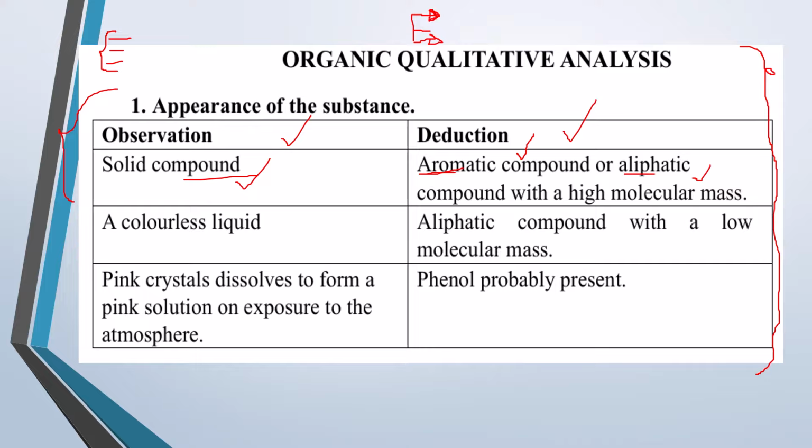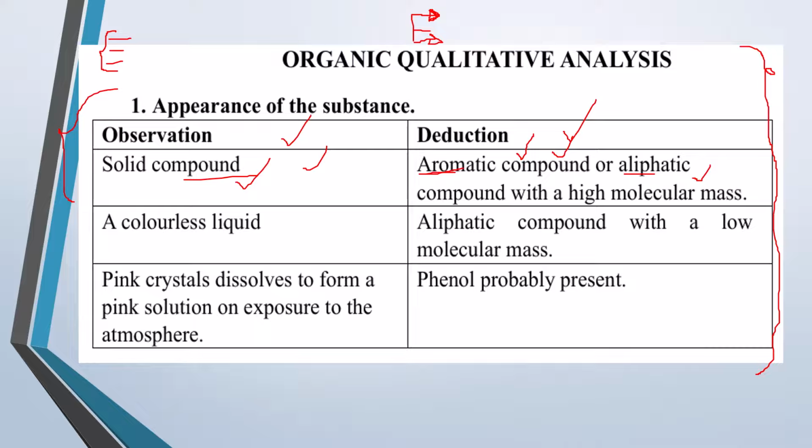So someone can say, under observation, that I've been given a solid compound, and then you deduce it's an aromatic compound. Now we are not going to ask you for the texture of the substance, but it's a must for you when you're beginning question 2 and question 3 to identify the substance being given to you. If it's a solid substance, you start by saying solid substance, and then you deduce what you think about it. So a solid compound, we anticipate an aromatic compound or an aliphatic compound with a high molecular mass.